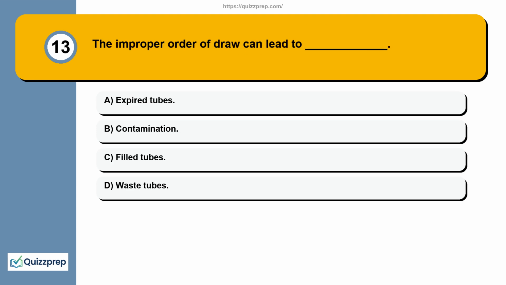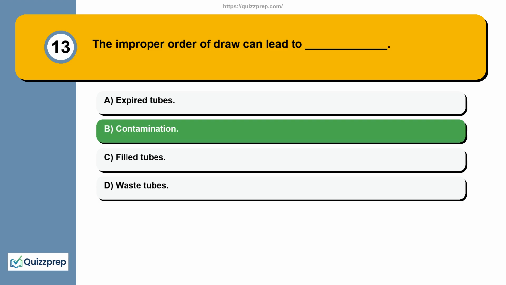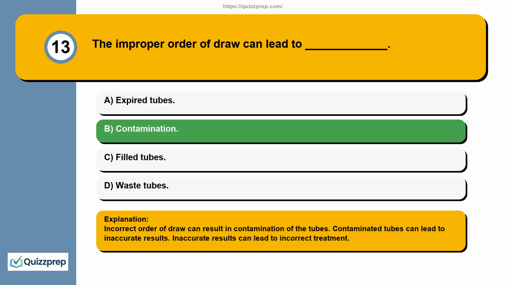Question 13. The improper order of draw can lead to expired tubes, contamination, filled tubes, waste tubes. Incorrect order of draw can result in contamination of the tubes. Contaminated tubes can lead to inaccurate results. Inaccurate results can lead to incorrect treatment.